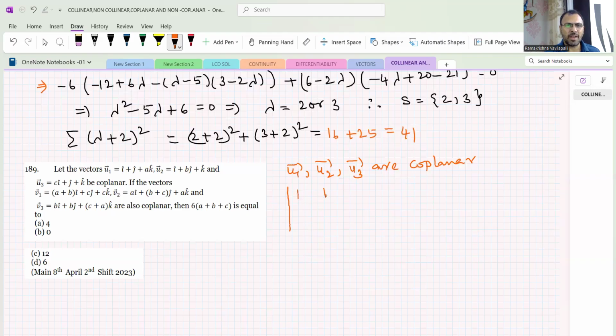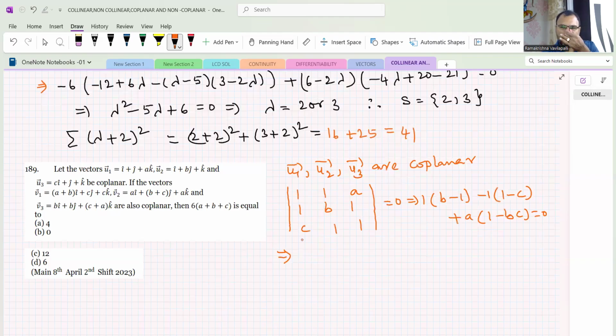What is the determinant? First vector 1, 1, A; second vector 1, B, 1; and third vector C, 1, 1, equal to 0. So 1 into this is B minus 1 into 1 minus C, plus A into 1 minus BC equal to 0. I hope that you will get that A plus B plus C is equal to ABC plus 1.